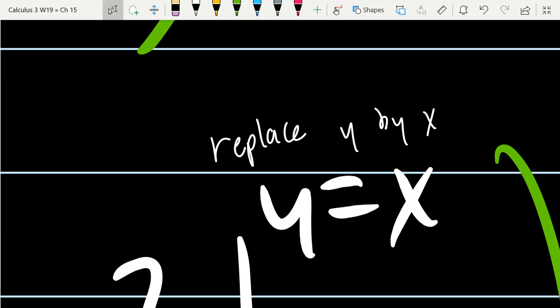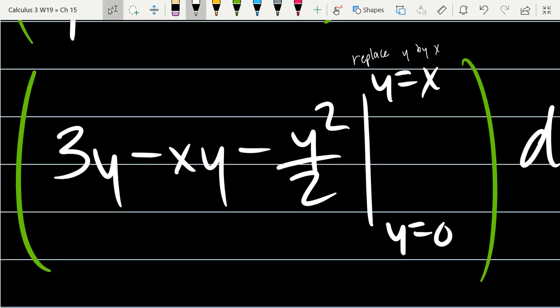If you use computer science notation, replace y by x, I think they would write it something like that. Oh, well, let's not write it down. Let's just keep it English. Replace y by x. All right, so we're going to go ahead and do that now.